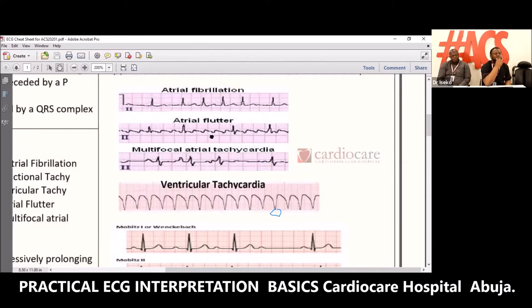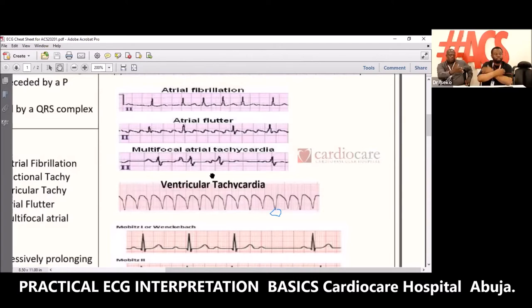Now the other question we said, do all the P waves look alike? Now you see this number three, multifocal atrial tachycardia. Can you see the P waves there? Can you see that they don't all look alike? Can you see the first one? The first one there looks different from the next one, and it looks different from the next one. So you have almost three different forms. What that means is that different areas are the ones saying beat. One side of the atrium says beat, another side of the atrium says beat. So anytime it comes, it gives its own morphology. Do you understand?